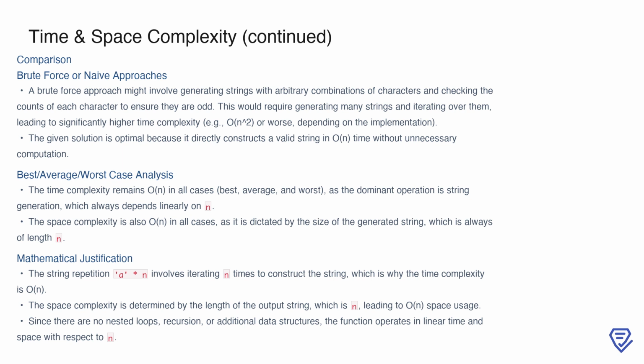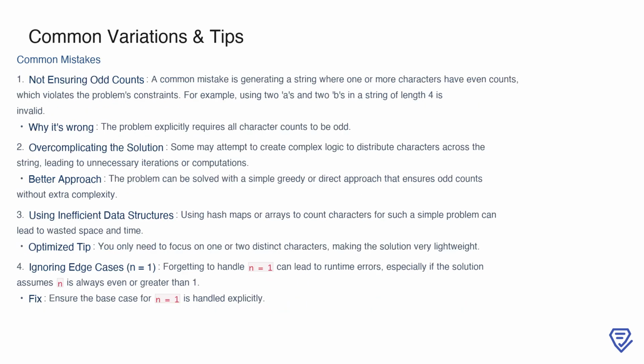Mathematically, the string repetition operation iterates exactly n times, which justifies the O(n) time complexity. Similarly, the space usage is proportional to the length of the output string, resulting in O(n) space. With no nested loops, recursion, or additional data structures, the function maintains its linear performance in both time and space with respect to n. When solving this problem, there are a few common mistakes to watch out for.